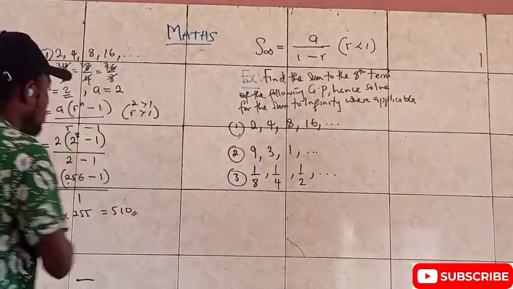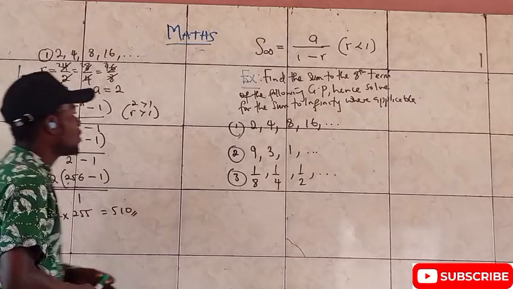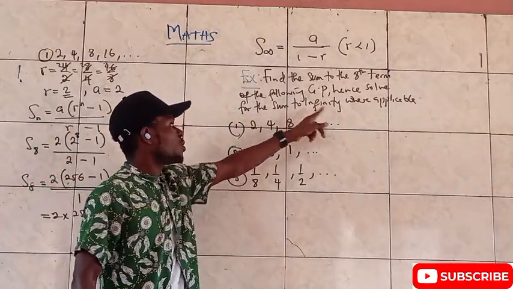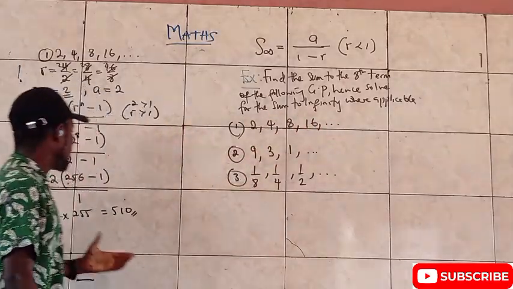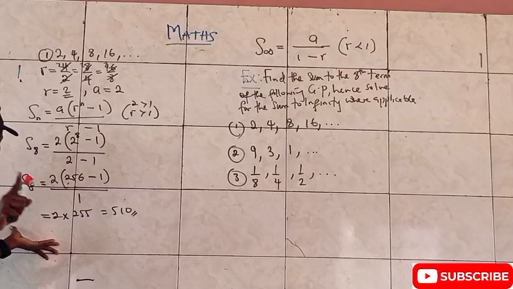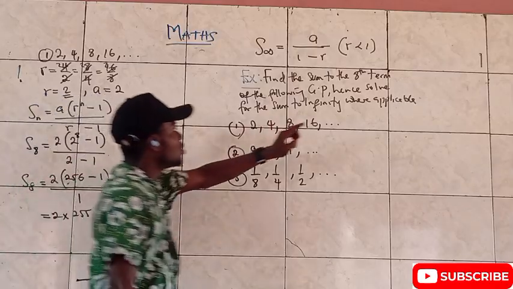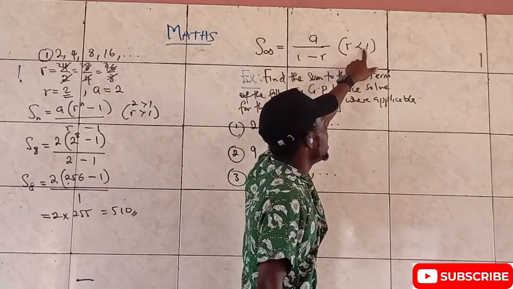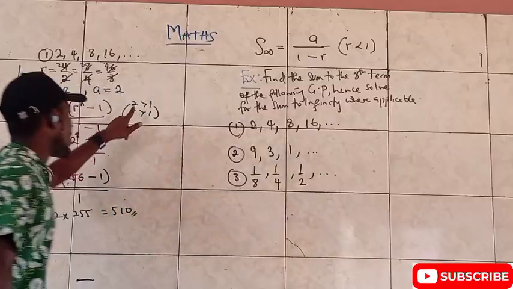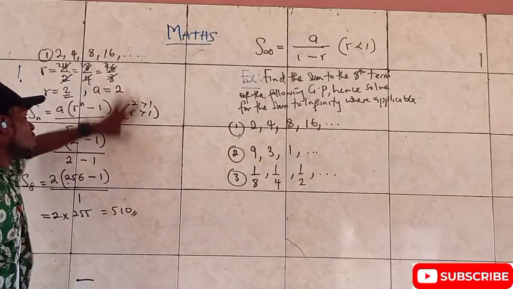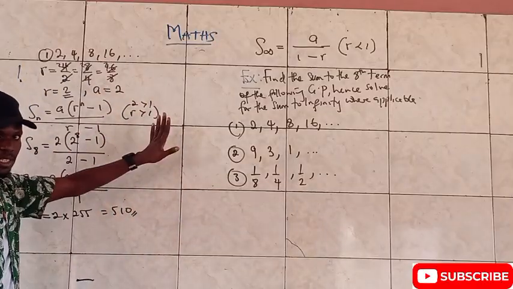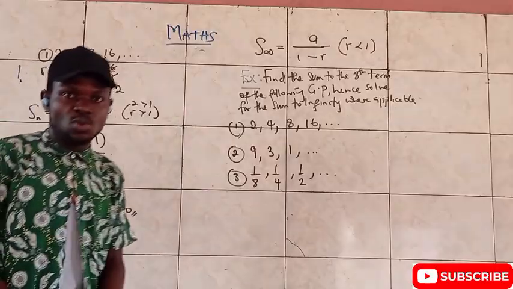I'm going to be wrapping up this part. But before then, don't forget, we are asked whether the sum to infinity is applicable. Is sum to infinity applicable here? No. Because sum to infinity is only applicable when our common ratio is less than 1. But here, our common ratio is greater than 1, so we cannot solve for sum to infinity. Is that clear? So let's try the number 2 question.